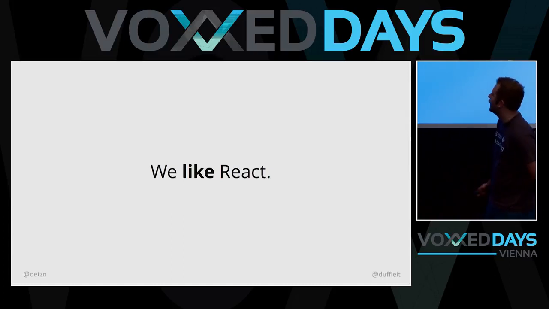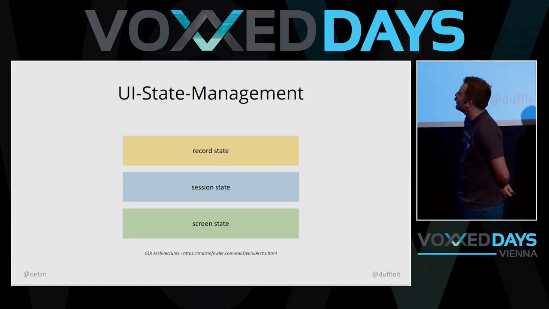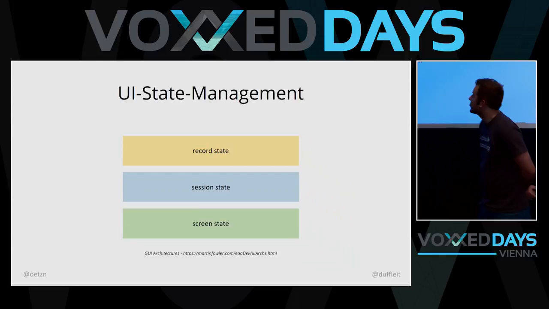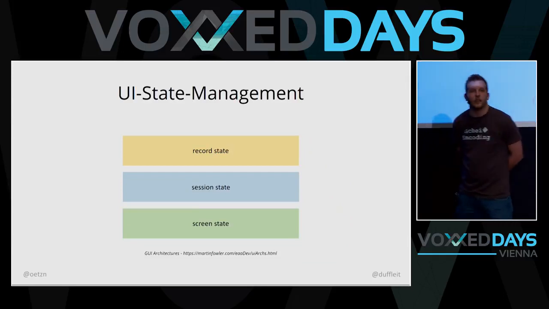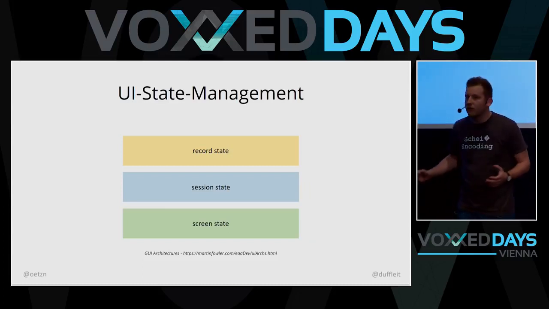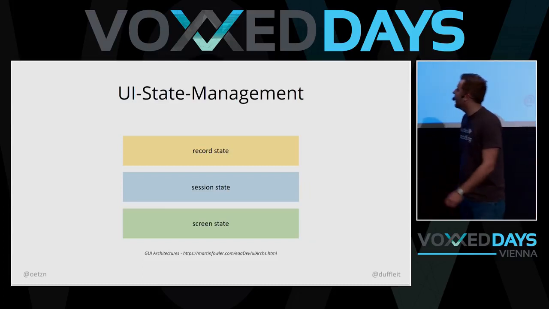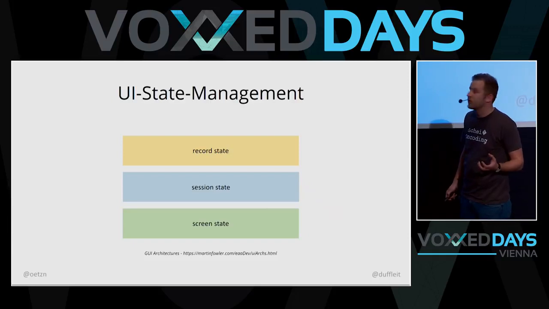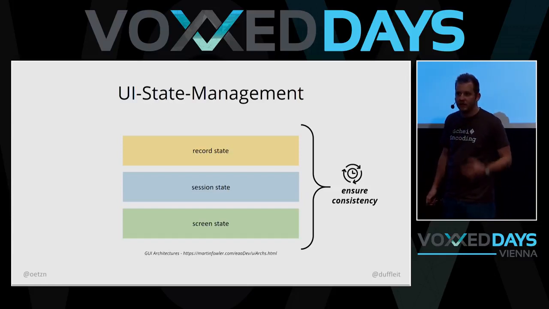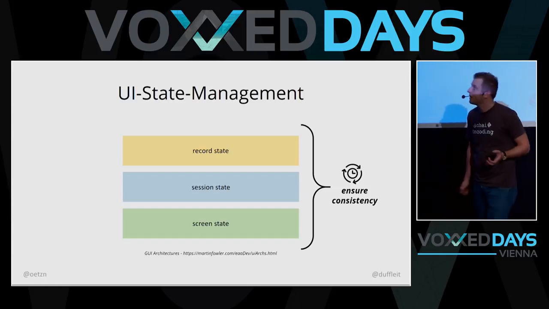Okay, now let's explain it very short. So UI state management at its core is very simple. So we took this definition from Martin Fowler, of course. So he says that applications have different kind of state. Yes, you have this record state, you have session state, you have screen state. So their lifetime is different, but essentially you have different kind of state in your application. And the real purpose of state management is to ensure consistency between the states. So to keep the state in sync.